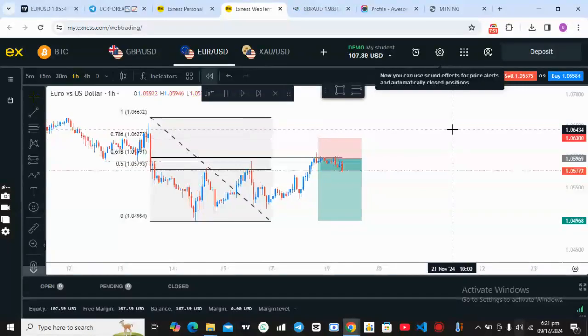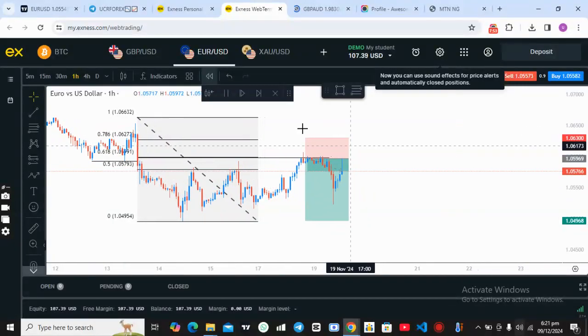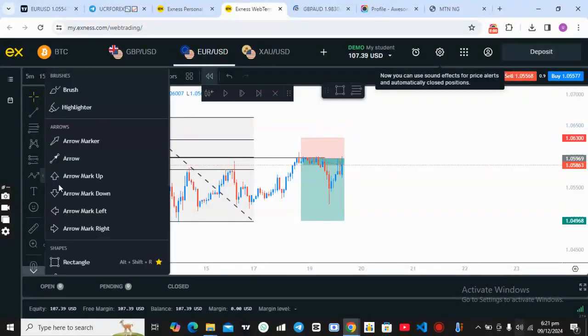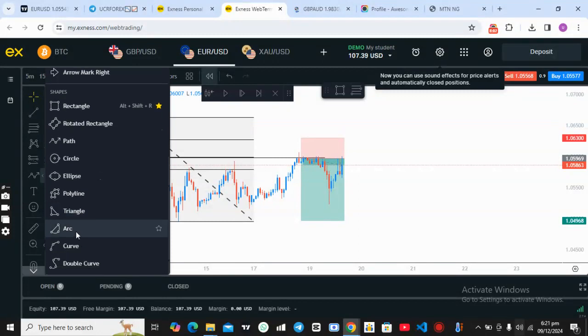So you see, we are now in profit, and it looks like the market is really respecting our 61%. So now the price gave us almost 61 pips, because I've been following this trade. Price almost gave us what? Almost 61 pips.